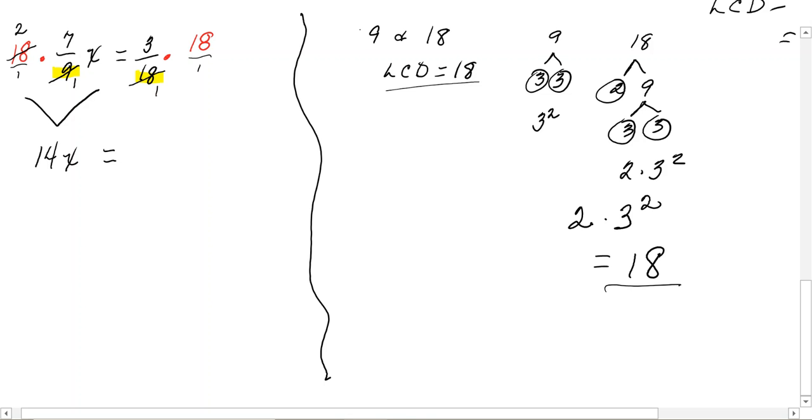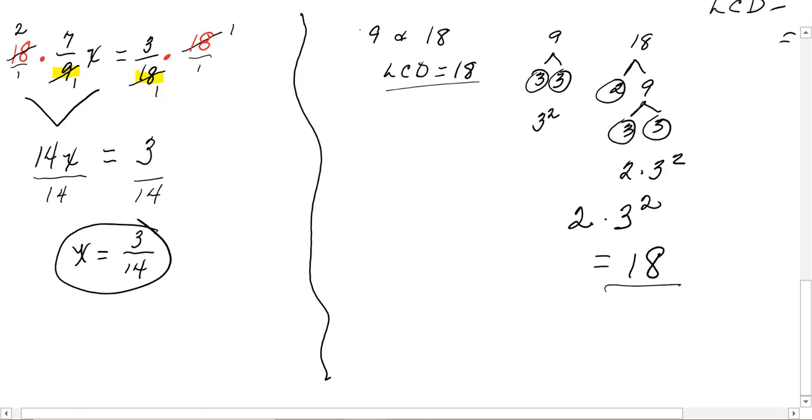On the right-hand side, 18 goes into 18 once. That leaves you with 3. Now I know this is kind of an ugly thing, but we need to divide both sides by the coefficient, which is 14. X is equal to, unfortunately, I cannot divide 14 into 3. I cannot reduce it. My answer is a very unpleasant 3/14. Let's look at another one.